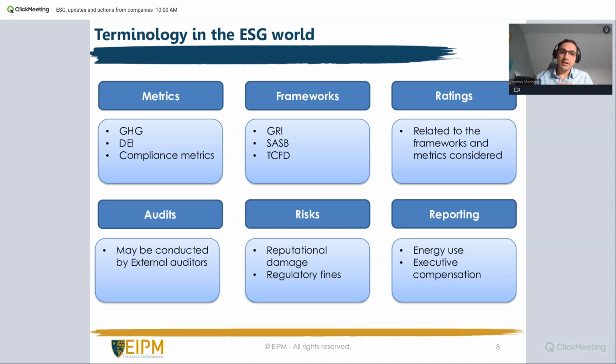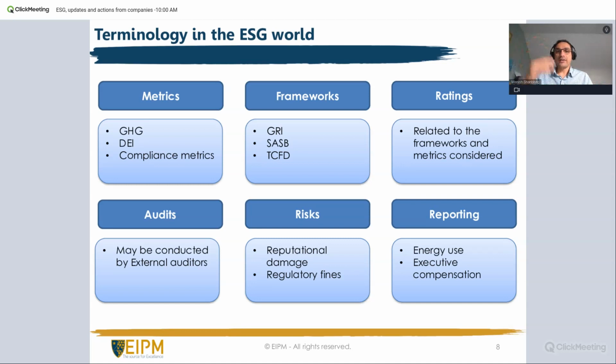These are maybe conducted by external auditors. There are companies that specialize in ESG audits, and they could audit your organization and give you the right rating based on all these metrics, and choosing a particular framework that you have, which is most relevant to your industry. You have risks also, of course, that go along with that.